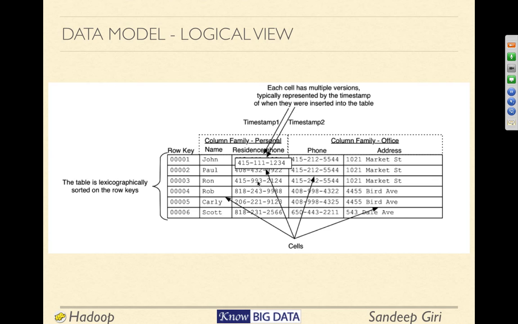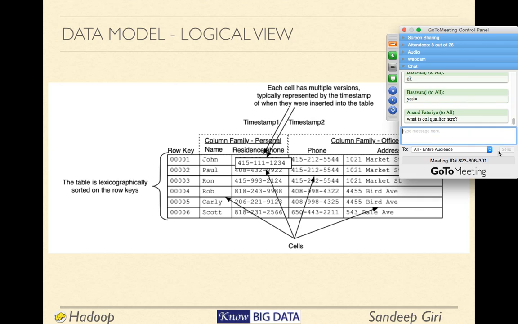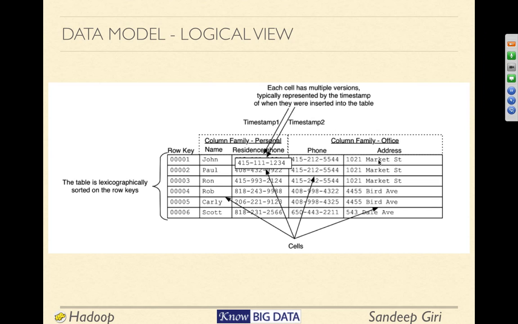Each row has a header, and each column has a header. Both row header and column header can store binary data, and a cell can also store binary data, while the column family name and the table name have to be plain text. The column qualifiers here are name, residence home, residence phone, phone, and address. So there are four columns and four column qualifiers. The column name is the column qualifier. That's how we pronounce it.